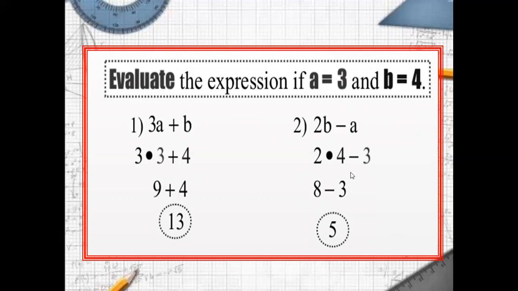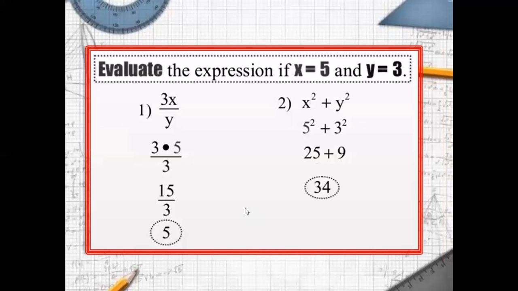What will happen if you subtract first? 4 minus 3 will give you 1. Then you multiply 2 with 1. That will give you a wrong answer of 2. But the correct answer here is 5. Here are a little bit more advanced examples for you. Now evaluate the expression if x equals 5 and y equals 3.